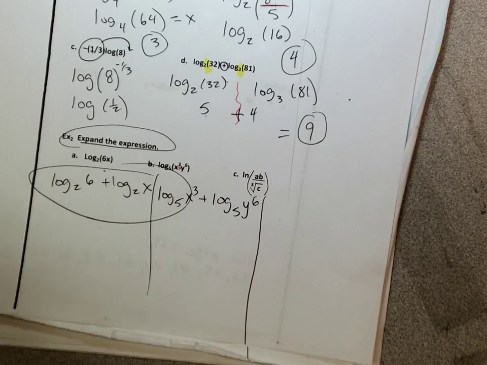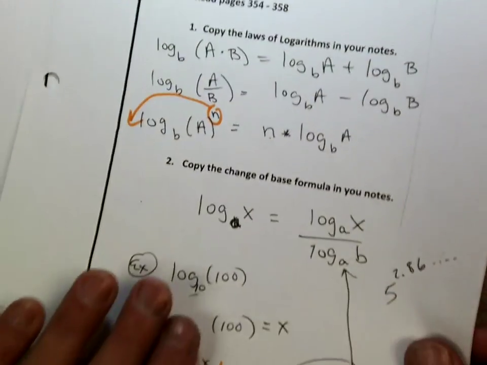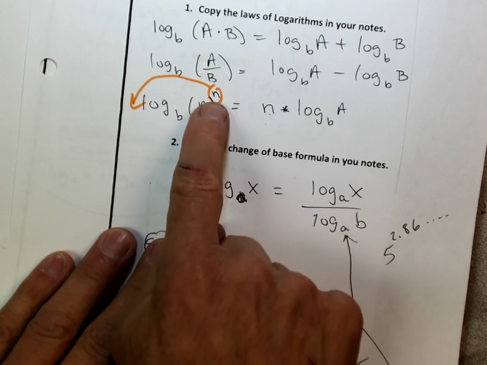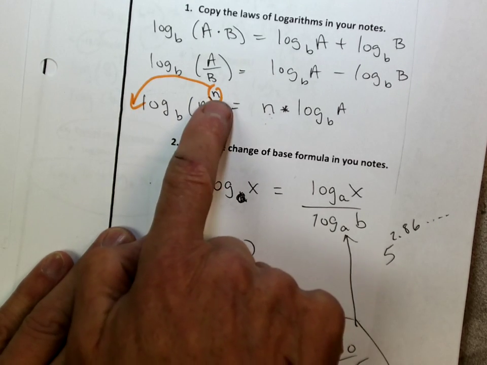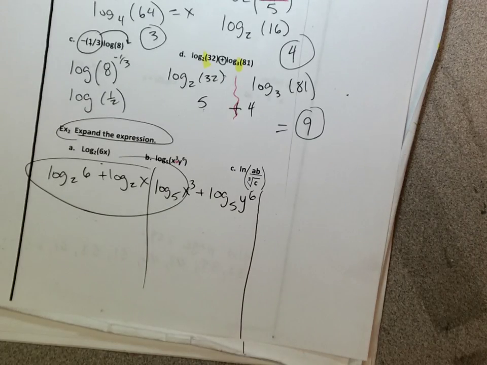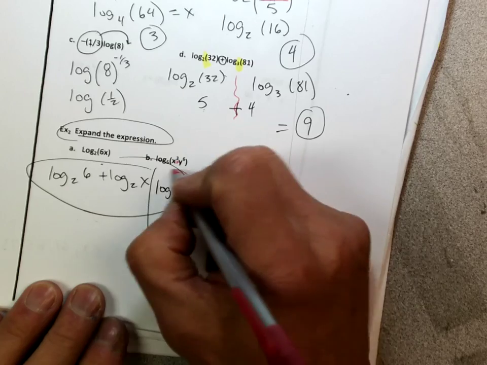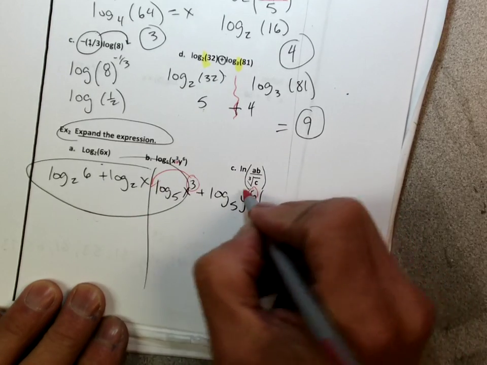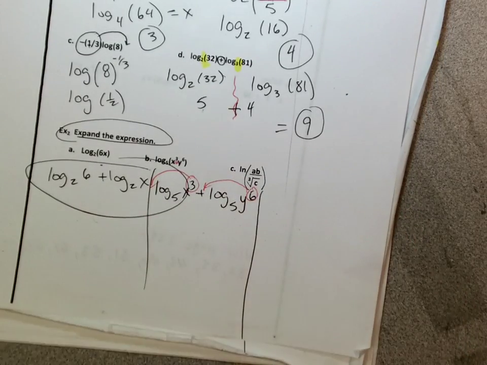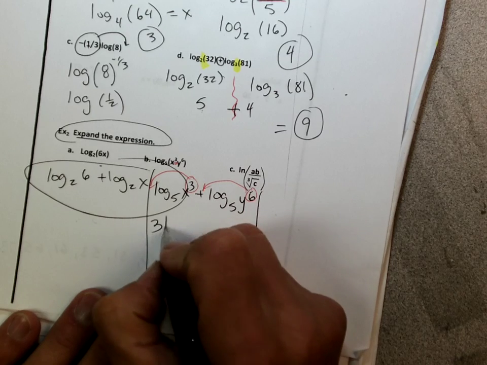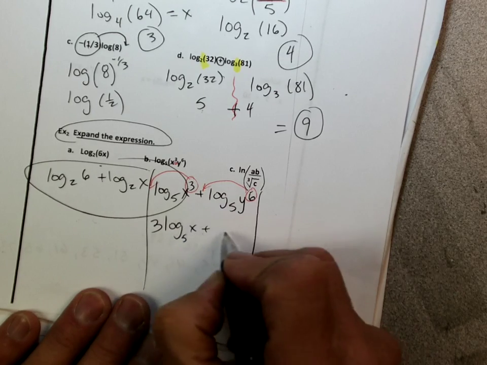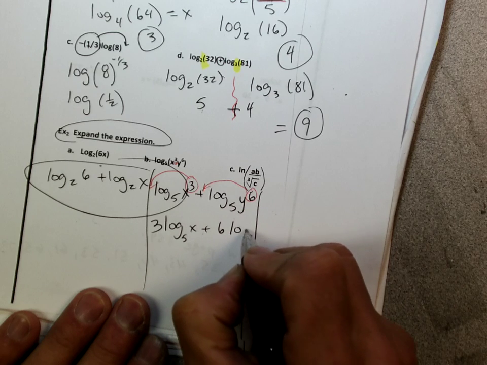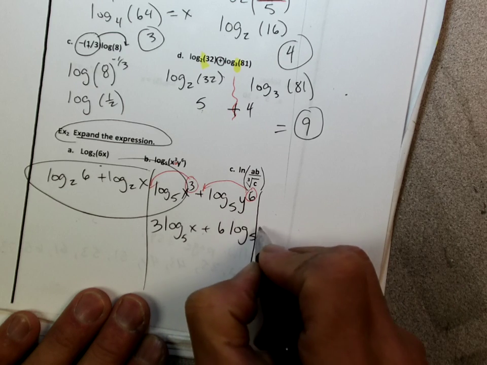Okay, I'm not done. I'm almost done. But now I want to use this power rule, where if I have an exponent, I'm going to bring the exponent down and out. So I'm going to take this exponent down. I'm going to float down the 3. I'm going to take this 6 and bring it down. So I'm going to rewrite this as 3 log base 5 of x plus 6 log base 5 of y.